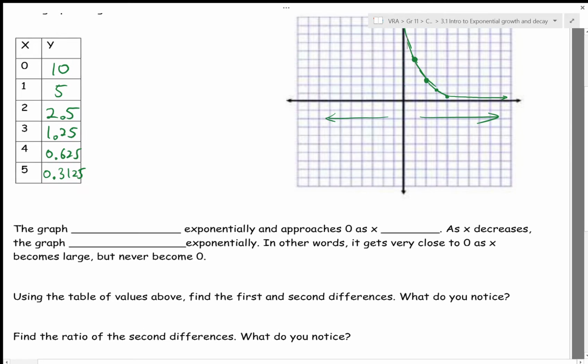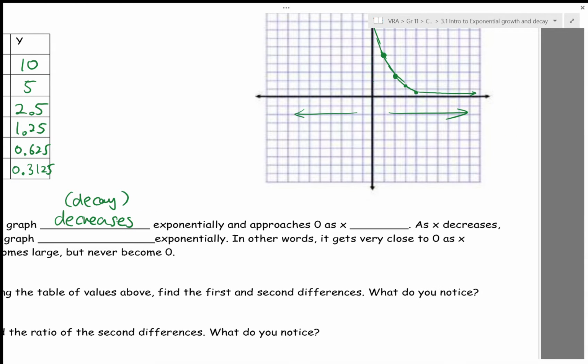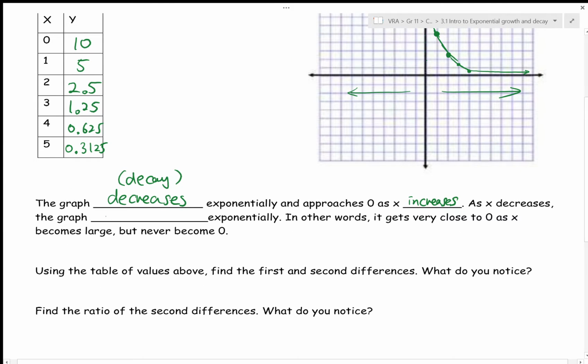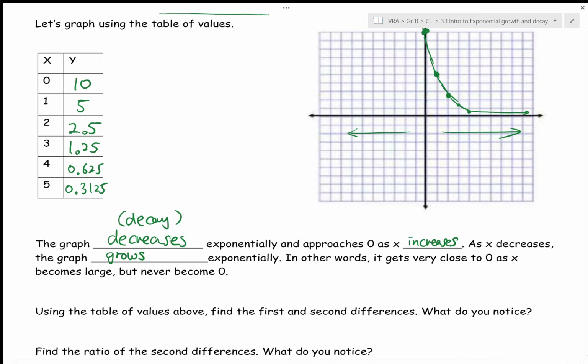So the graph decreases, or decays, we sometimes say, decreases exponentially and approaches 0 as x increases. And then as x decreases, the graph grows or increases exponentially. In other words, it gets very close to 0 as x becomes extremely large, but never becomes 0. So it's the opposite of the previous one, right? So same drill as before. Let's find the first and the second differences, and then try to find the ratio if they are not constant.